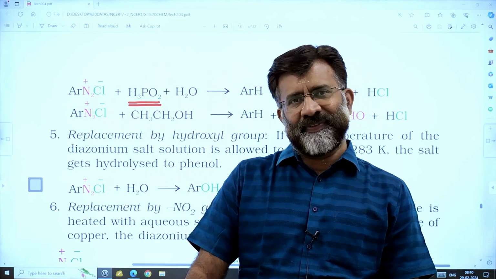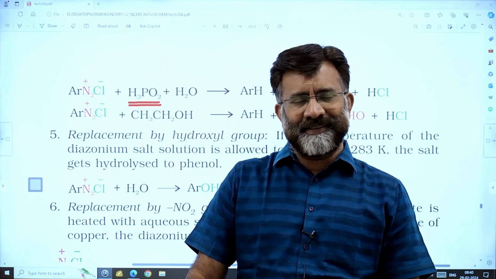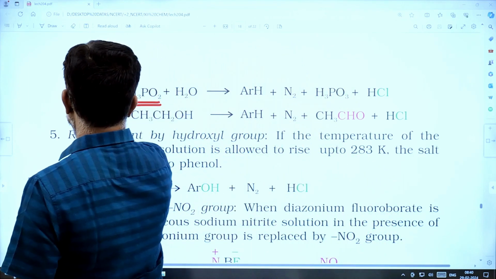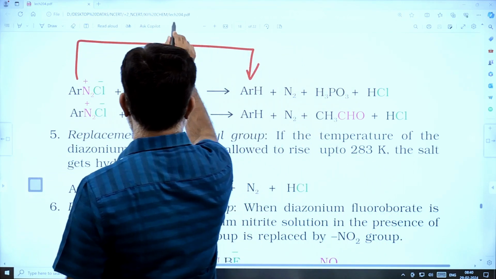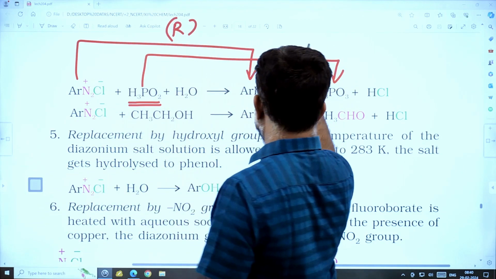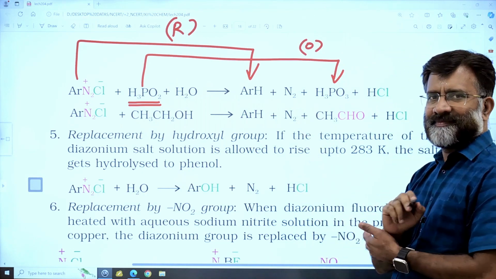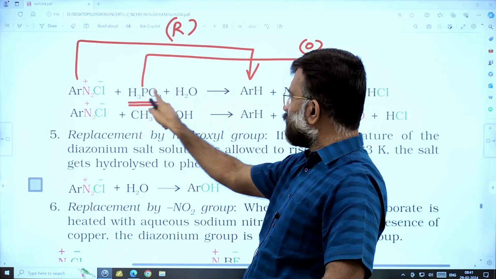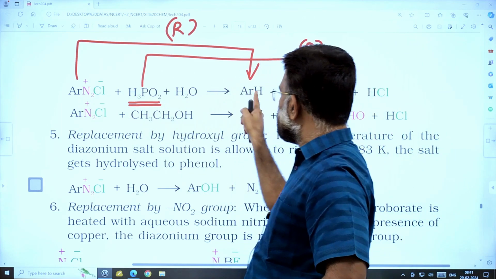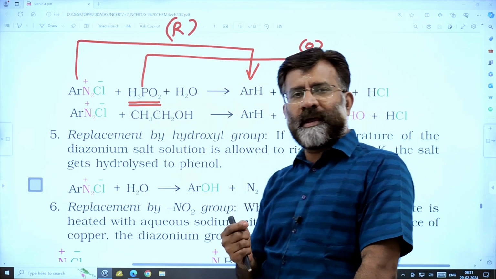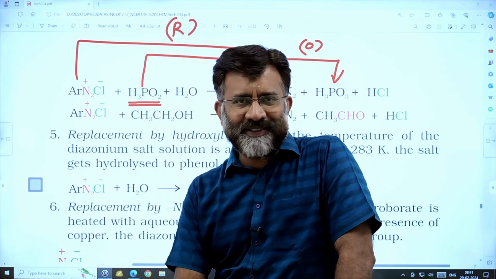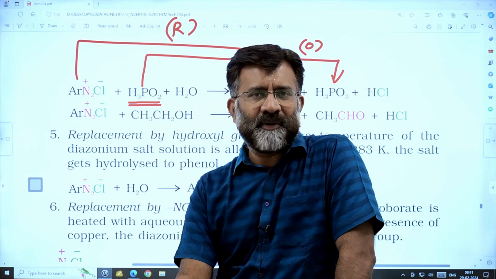Hypophosphorus acid. It's a good reducing agent. Phosphinic acid, when treated, is reduced to benzene, and itself is oxidized to phosphorous acid. So H3PO2 is oxidized to H3PO3 while this is reduced to benzene. In fact, what happened ultimately is the N2 group is replaced with a hydrogen. Isn't it? Fine. Very important reaction.